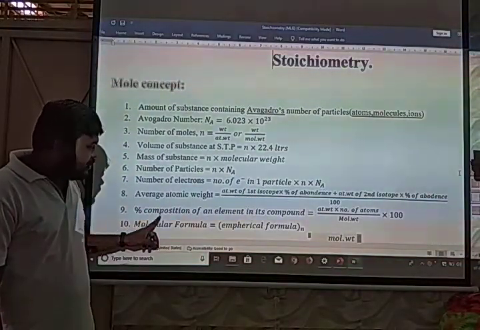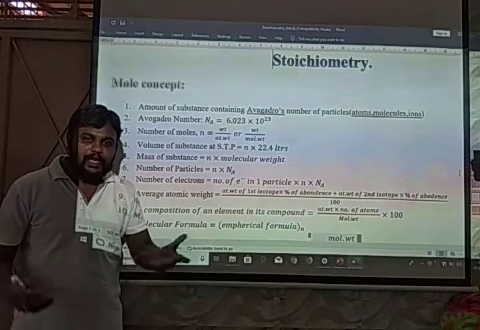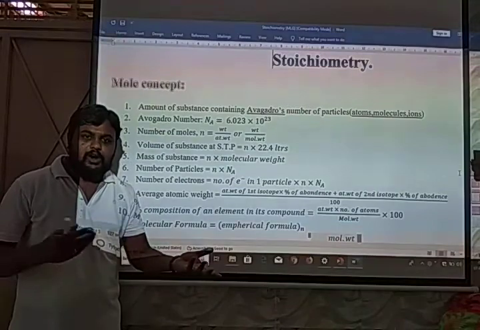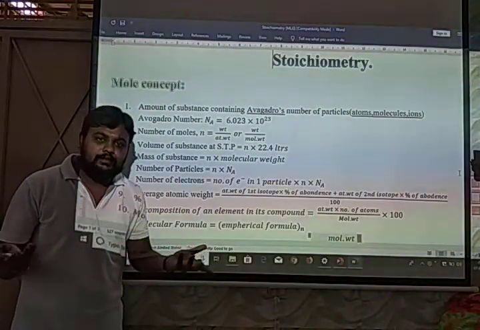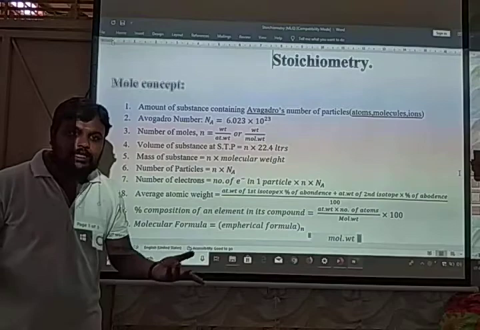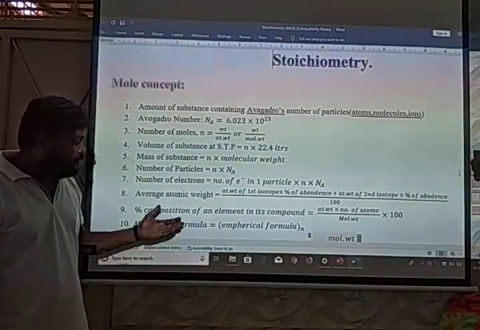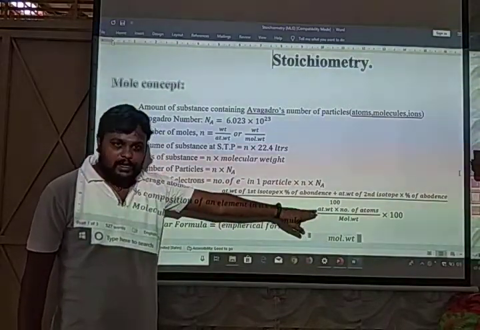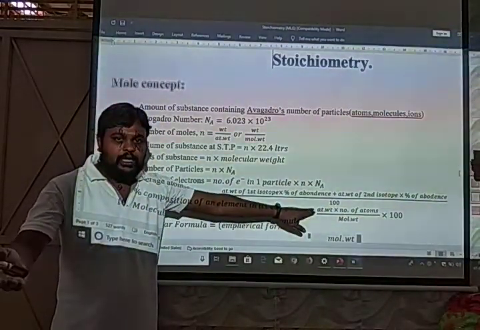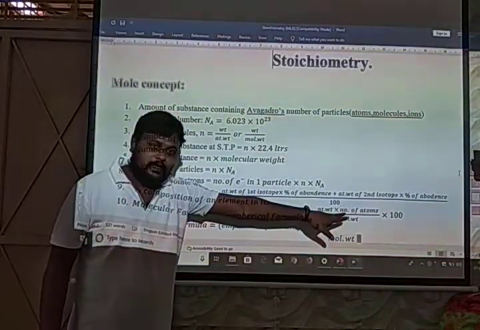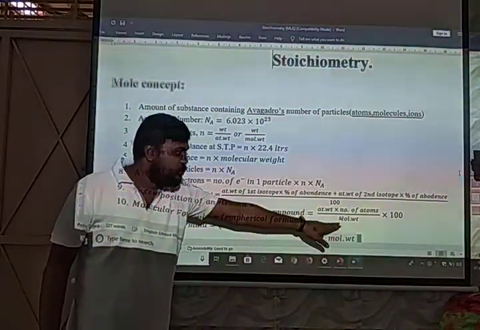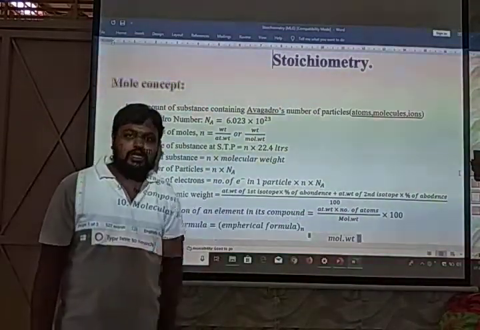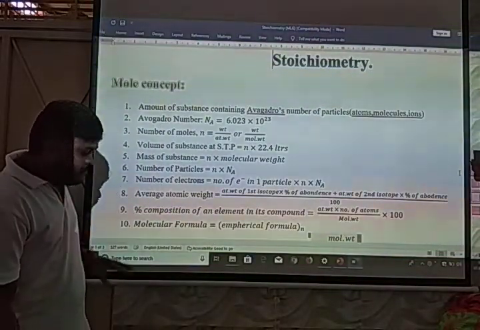And next is percentage composition of an element in its compound. If you take any compound, NaOH, in that 3 elements are present: sodium, oxygen and hydrogen. If you want to find the percentage of sodium or percentage of oxygen or percentage of hydrogen, we can find by using this formula. So the formula here is atomic weight of that element into number of atoms, divided by molecular weight, into 100. So this is the formula used to find the percentage composition of any element in the given compound.